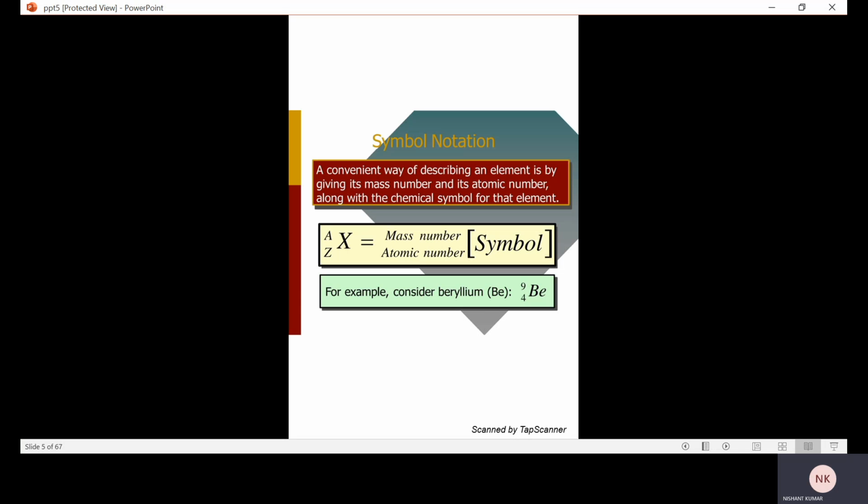A convenient way of describing an element is by giving its mass number and its atomic number, along with the chemical symbol of that element. So we represent A as the mass number and Z as the atomic number.